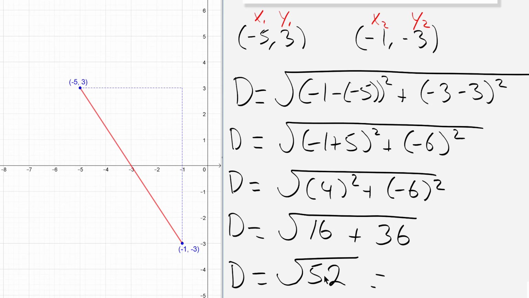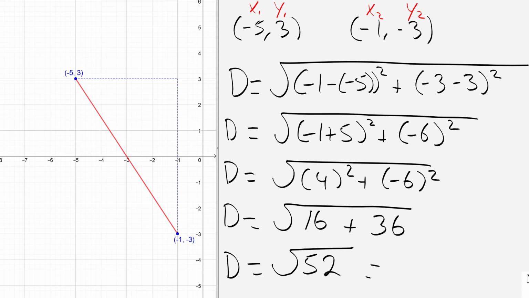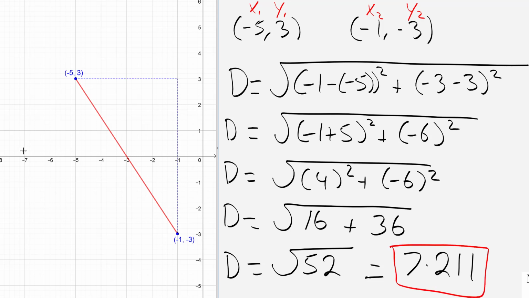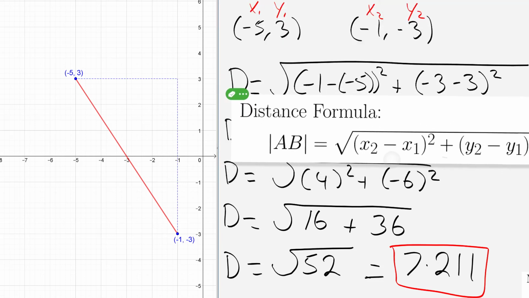You can leave it as root 52 because that can't be simplified to an integer value, but sometimes you might like to type this into your calculator and you will see that the square root of 52 is 7.211 units. So as you can see here, the distance between the point -5, 3 and -1, -3 is 7.211 units, or root 52 units. So that is the introduction to the distance formula.